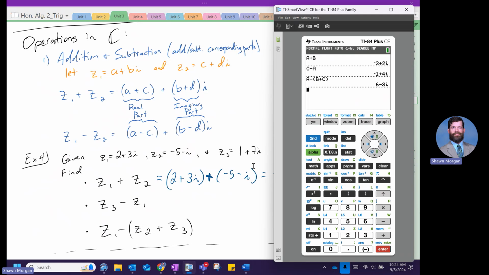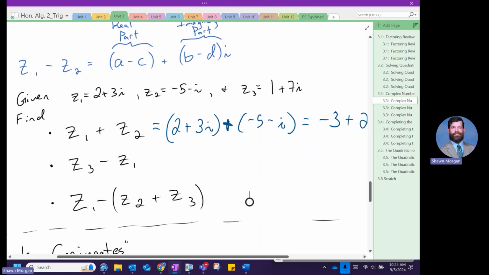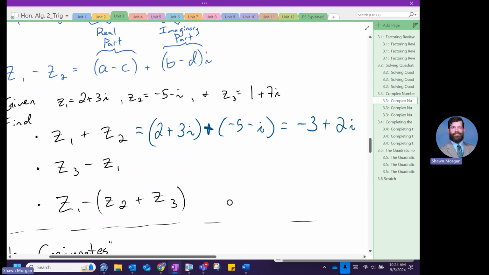Now, I would argue that it took me a lot longer to punch all that in on the calculator than it would have just to do it. In this example, I just gave some random ones. All right, but look here. Here's how we would do this more at speed.